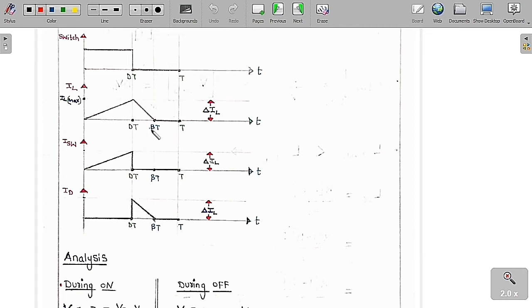So this I am going to assume is beta T. Within beta T only it is going to become 0. This is the amount of change in ripple current, this is also the change in ripple current, and this is also the change in ripple current, delta IL. Now we are going to analyze this circuit.